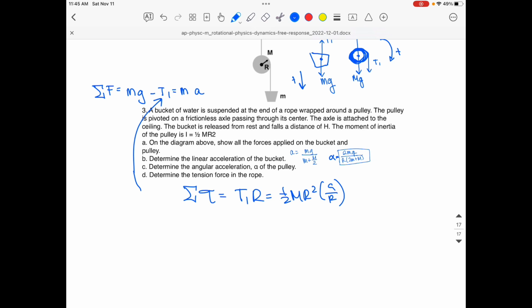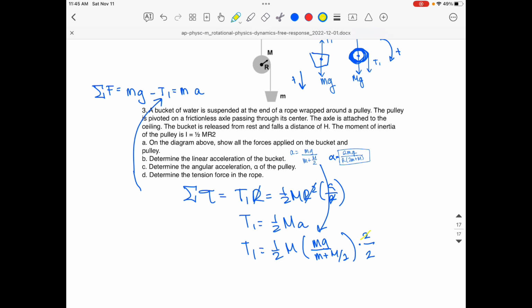And that actually gives us a much easier equation because remember all these r's canceled out, and T1 was equal to 1/2 Ma. So let me plug in my A from up here, mg all over m plus M over 2. And I, again, don't like working with fractions, so I'm going to multiply 2 on top, 2 on the bottom. That gets rid of this 1/2.